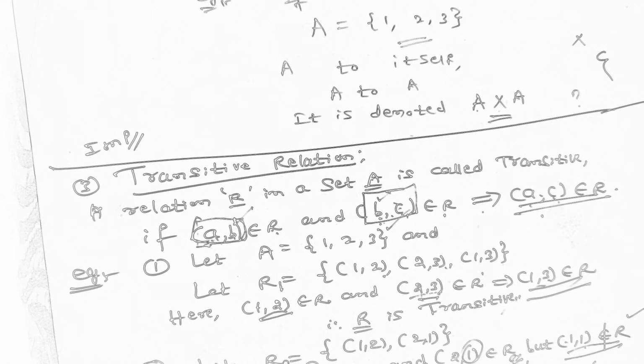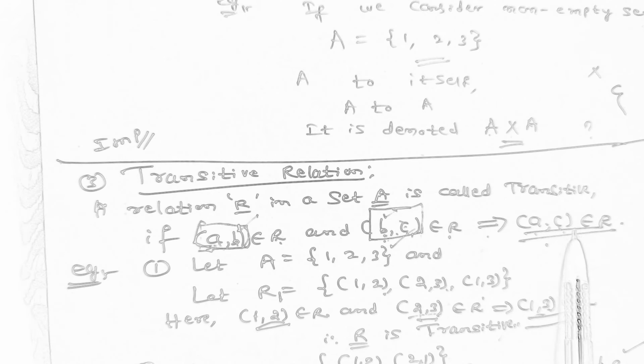So once again, you have to concentrate here. AB, BC belongs to R implies AC belongs to R. So let us learn about a few more examples in the next class.